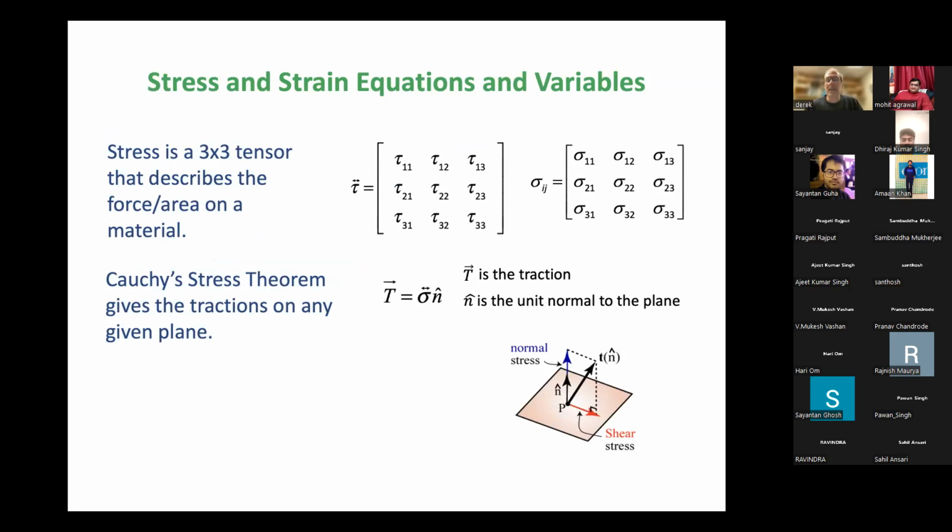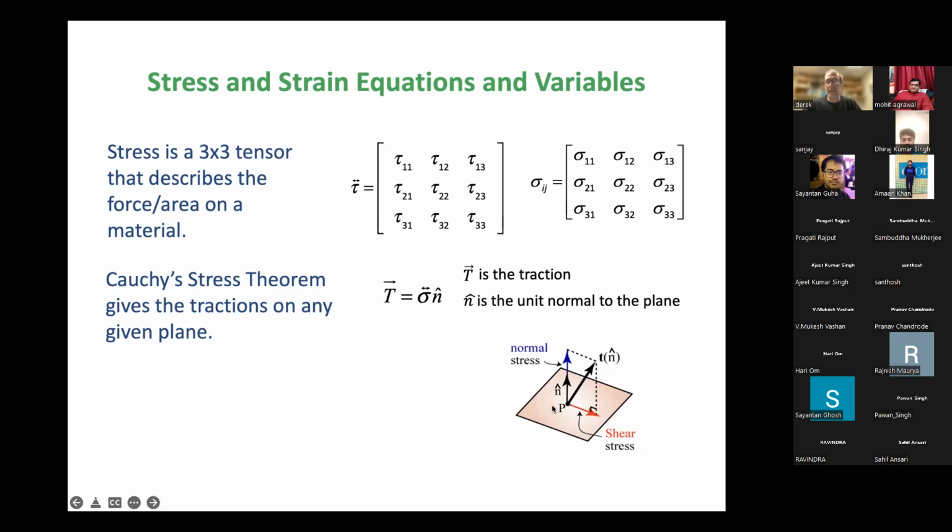So now I want to go through the different variables that we've used. So I've used both tau and sigma to denote the stress tensor, and that is just because different books use both variables. Tau and sigma just mean the same thing here. And Cauchy's stress theorem is the traction vector, so it's got 3 components, equals the stress tensor times the unit normal to the plane.